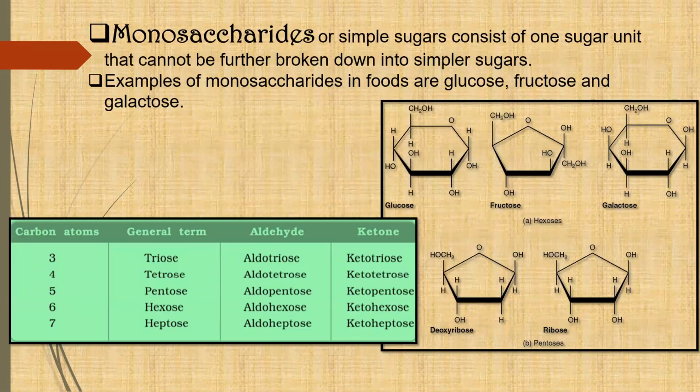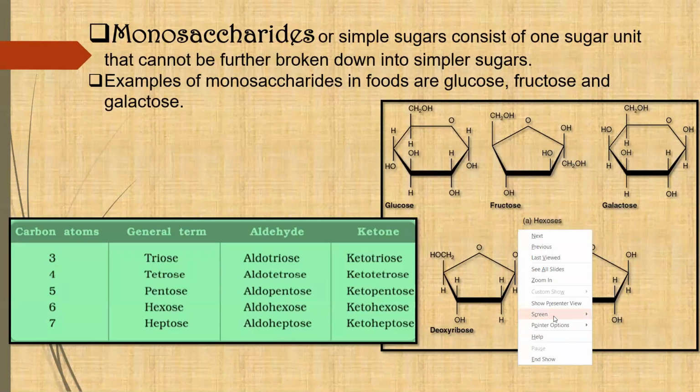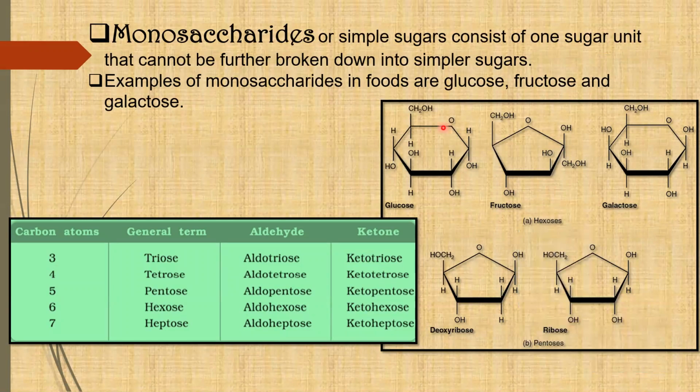So what are monosaccharides? Monosaccharides are simple sugars, consisting of one sugar unit that cannot be further broken down. That means the simplest form of the carbohydrate. Examples: glucose, fructose, and galactose. Now, where are these glucose, fructose, and galactose available? Glucose is available in any sweet fruit, fructose in the fruits, and galactose in the animals.